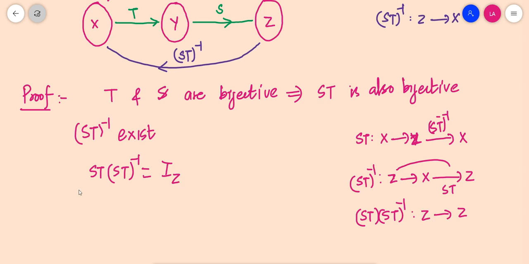Now, since S is bijective, we have S inverse S. S is a function from Y to Z, S inverse is a function from Z to Y. So S inverse S is a function from Y to Y. So its composition is actually I_Y.